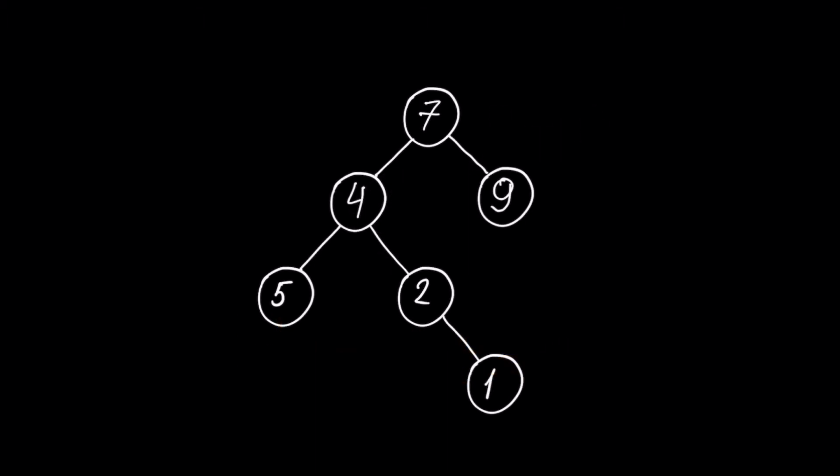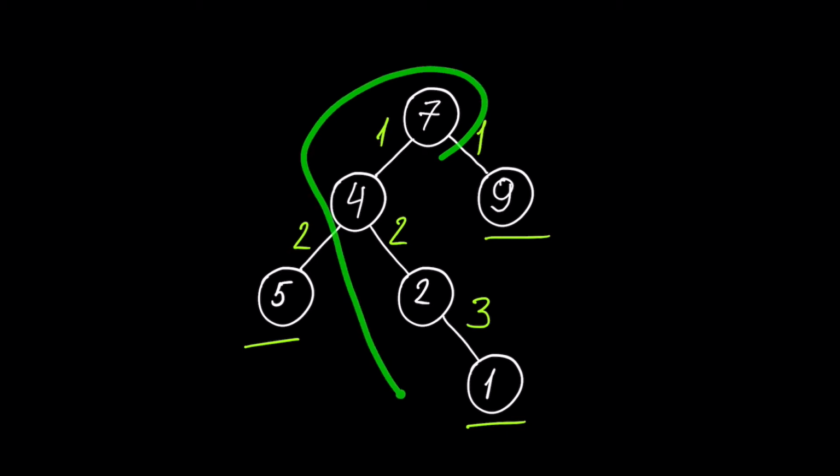This tree has three leaf nodes 5, 1 and 9. The path from 7 to 5 has two edges, so the path equals 2. The path from 7 to 1 has three edges and the path equals 3. The path from 7 to 9 has only one edge. As a result, the path equals 1. The longest path is the path from 7 to 1 and the height of this binary tree equals 3.